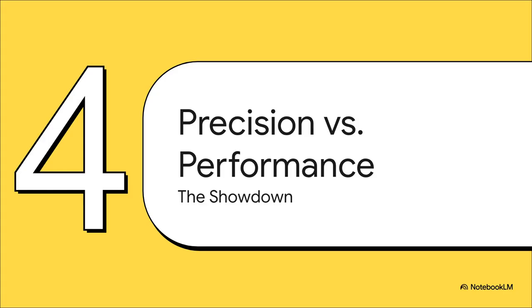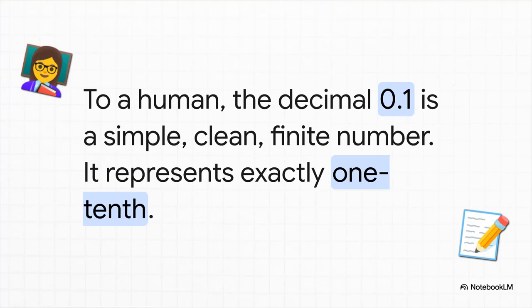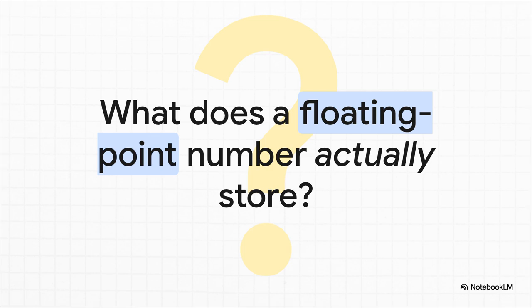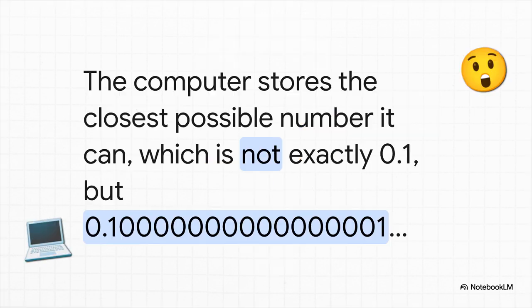Okay, so let's put these two head to head. Let's see this trade-off in action with our original little mystery. To us, this is just 1/10. It's simple, it's clean, it's finite, you write it down, and you're done. But we know now that to a computer, it's this infinitely repeating binary fraction. So when you have to squeeze that infinite number into a finite amount of memory, what value does the computer actually end up storing? The computer stores the absolute closest number it can possibly represent with its fixed 64 bits of memory. And that number? It's not exactly 0.1. It's this tiny, almost invisible difference that then adds up and causes 0.1 plus 0.2 to not quite equal 0.3.